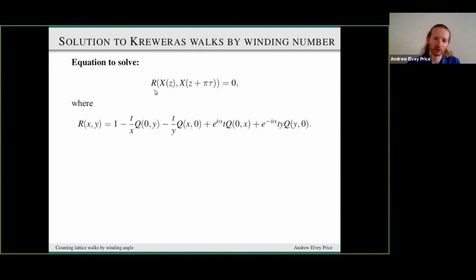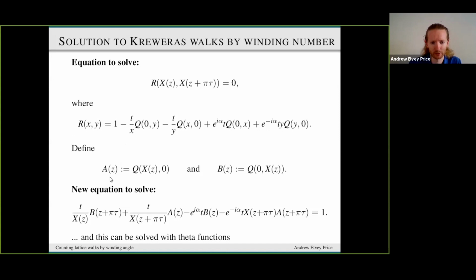Then you can see if we substitute x(z) and x(z) plus pi tau into the definition of R, we'll get terms such as q(x(z), 0) and q(0, x(z)). Okay, and so we define a(z) and b(z) like this, and the new equation that we need to solve becomes this expression just depending on a and b. So we need to solve this for a and b.